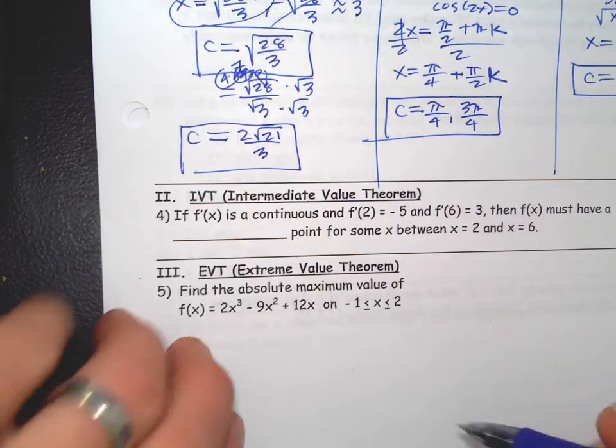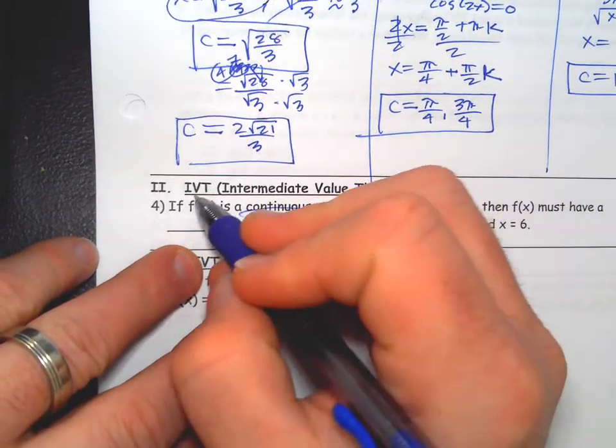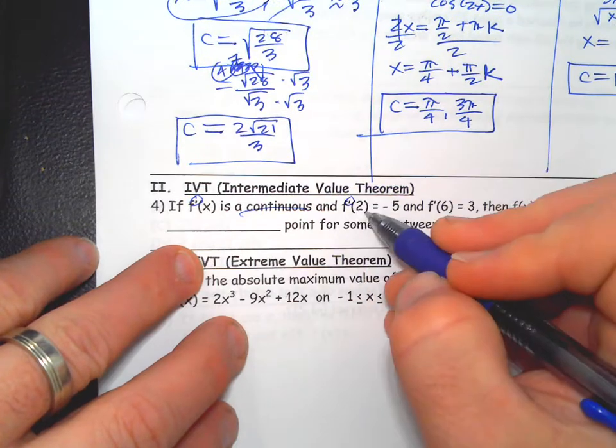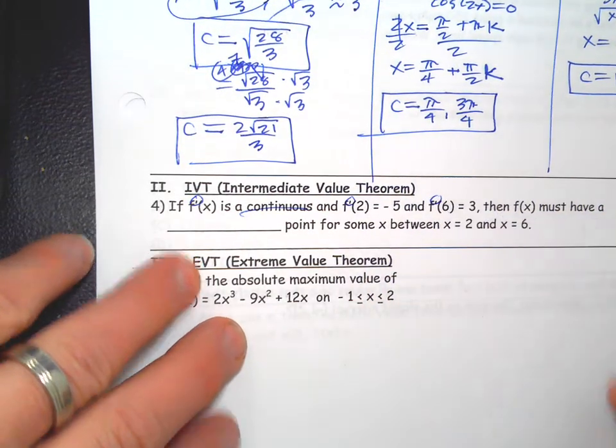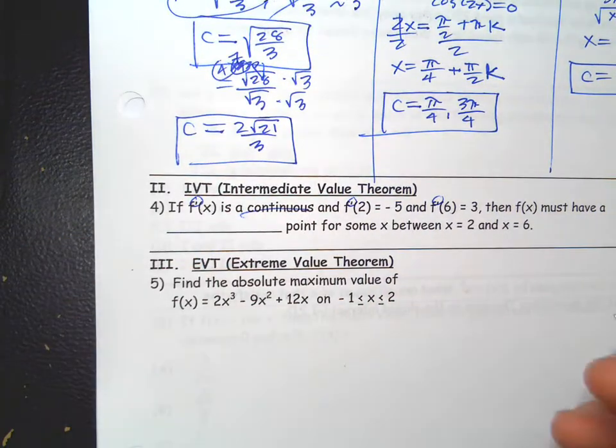Okay, intermediate value theorem pretty much just says you can hit every value between the endpoints if it's continuous. Now this says f prime is continuous, so f prime of 2 equals negative 5 and f prime of 6 equals 3. Well, f prime is a function, so this applies to any function.